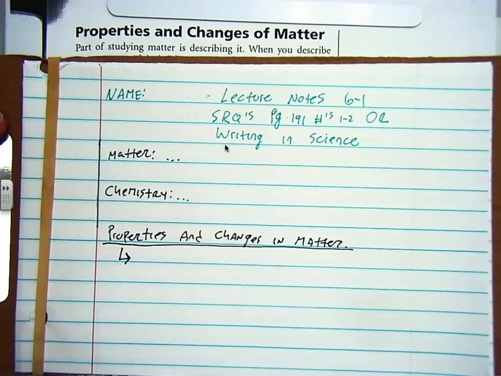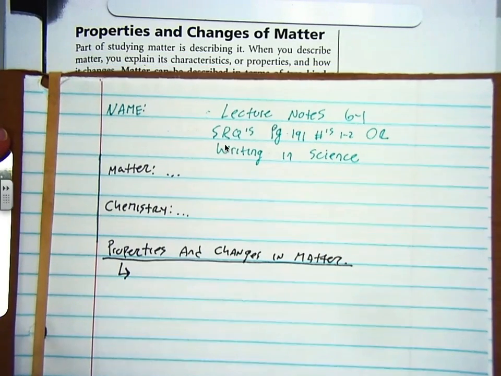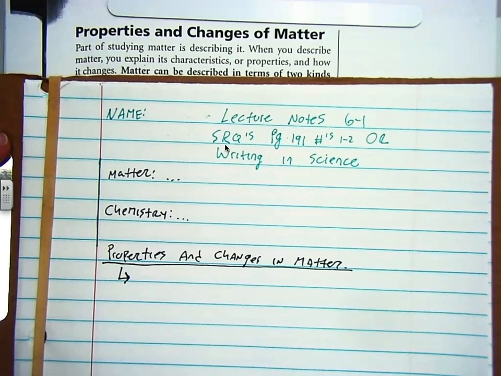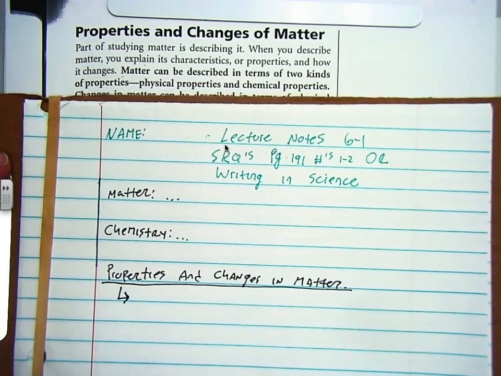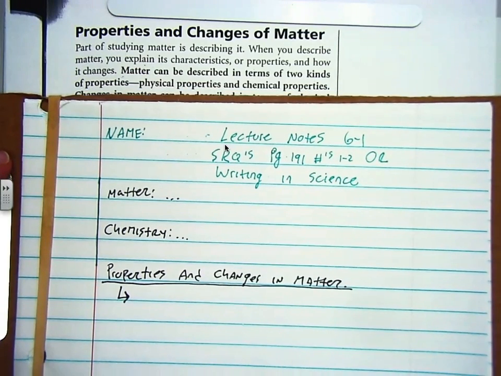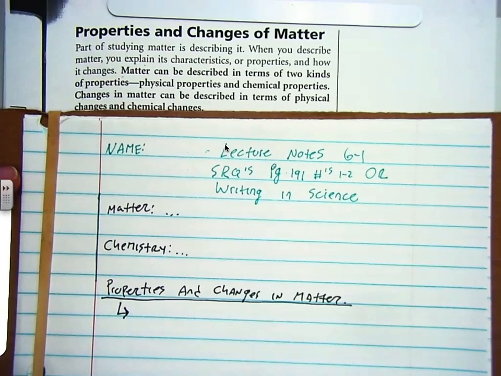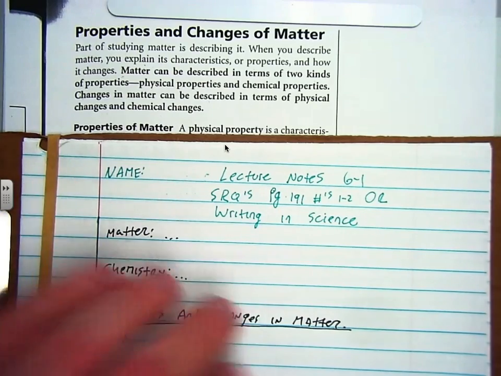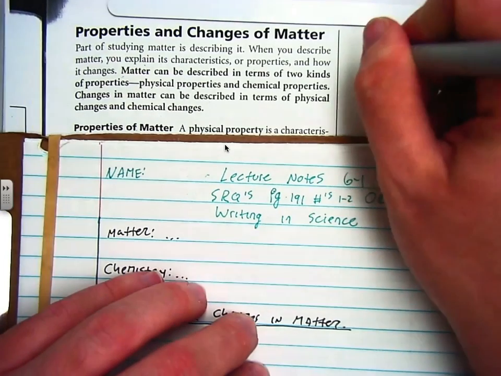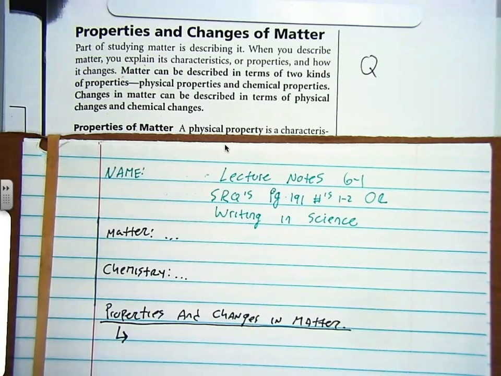Part of studying matter is describing it. When you describe matter, you explain its characteristics or properties and how it changes. Matter can be described in terms of two kinds of properties: physical properties and chemical properties. Changes in matter can be described in terms of physical changes and chemical changes. Properties of matter. This looks like a good quiz question, by the way. What are the two ways you can describe matter? And what is a physical change and what is a chemical change?